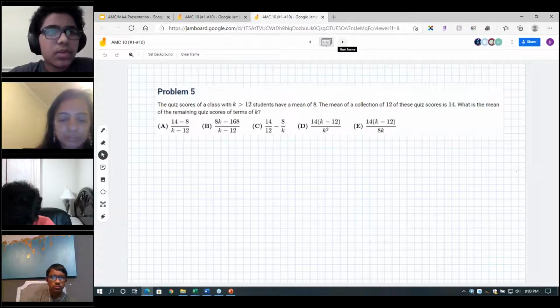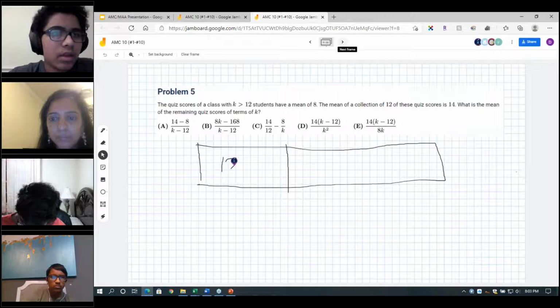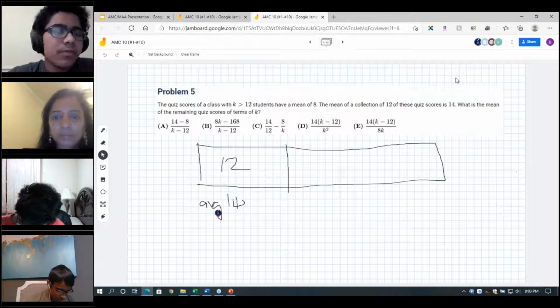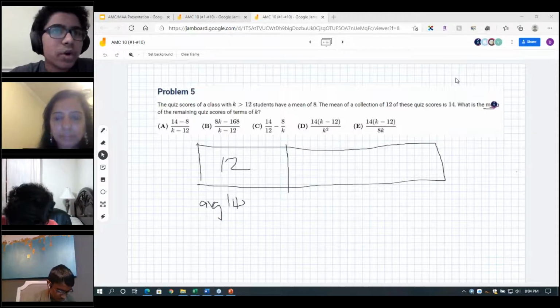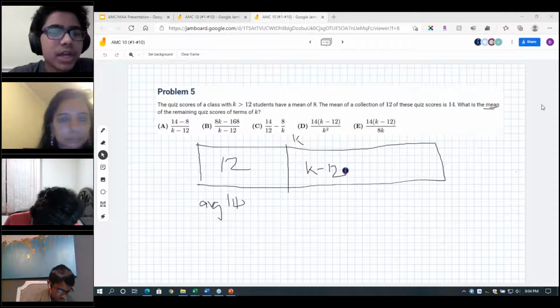So we have K quiz scores. 12 of them have an average of 14. The average of these is 14, and average is the same thing as mean. For the remaining, we have a total of K students, so the remaining is K minus 12 students. We are asked to find the average here. We'll call this average A.